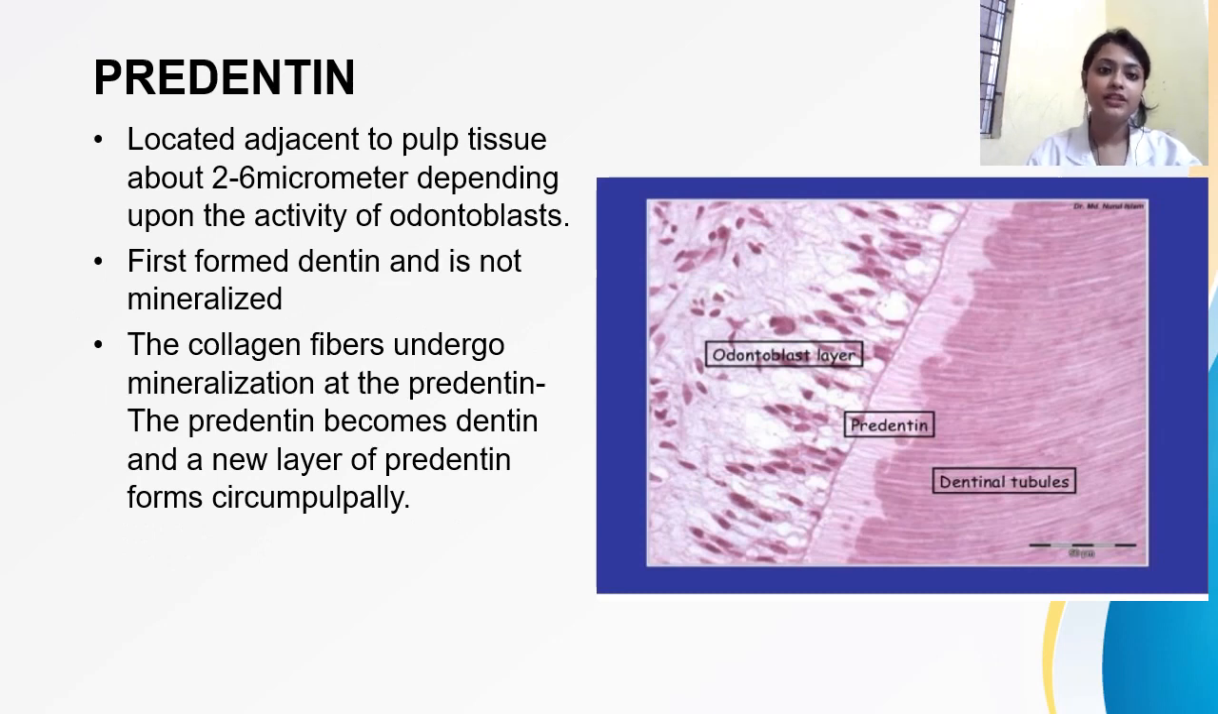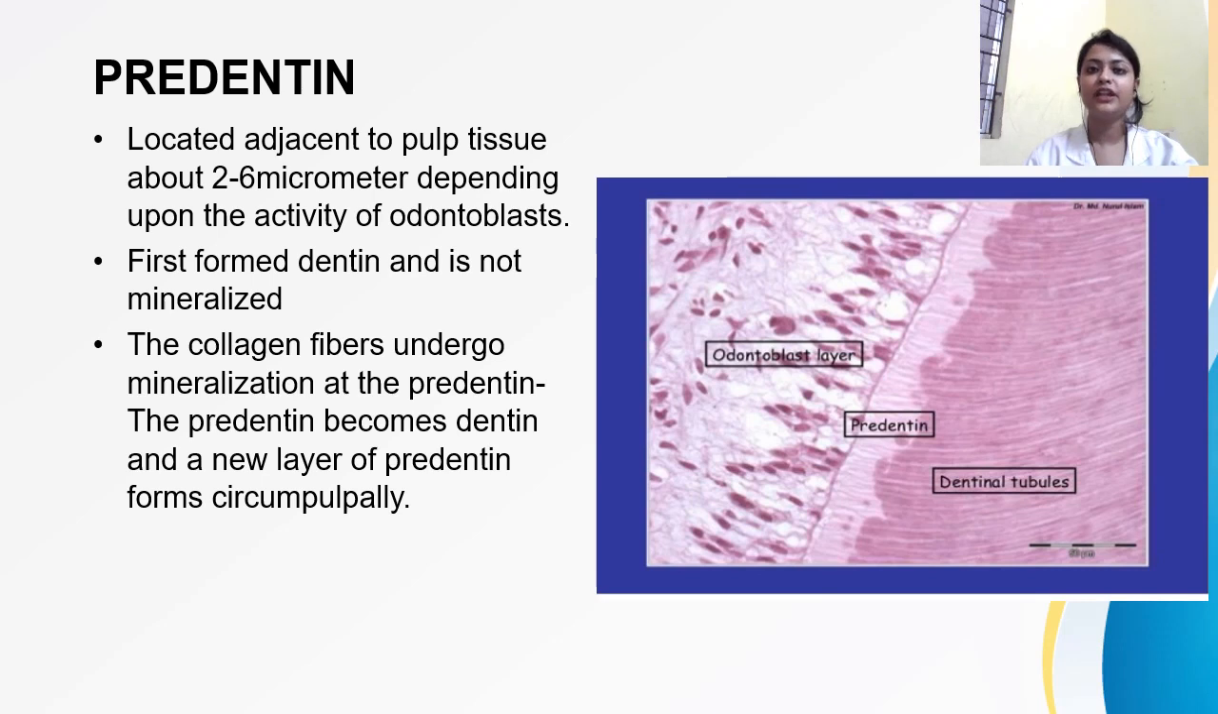Now coming to the predentin. It is located adjacent to the pulp tissue. In this histological feature also it has been marked, which is considered as the predentin. We can see that the light area is the predentin. The dentinal tubules, then the odontoblastic layer, where we can differentiate. It is located adjacent to the pulp tissue, about 2 to 6 micrometers, depending upon the activity of the odontoblasts.